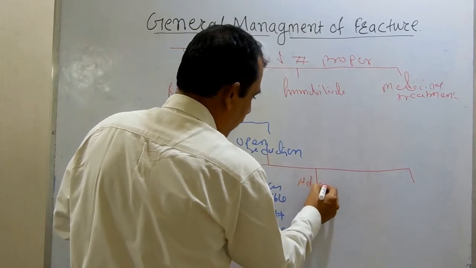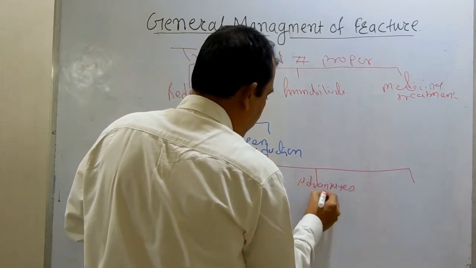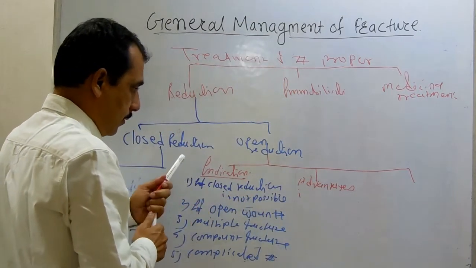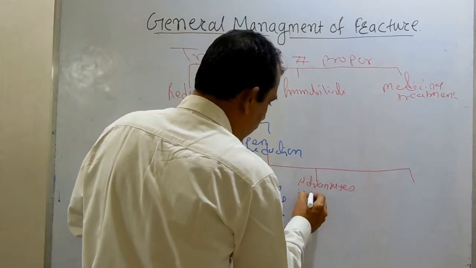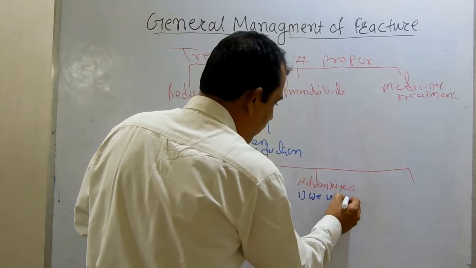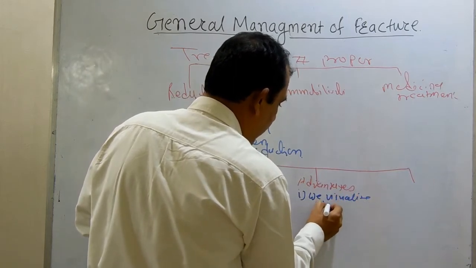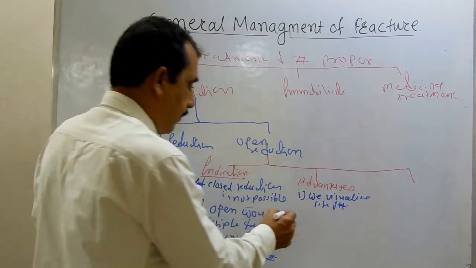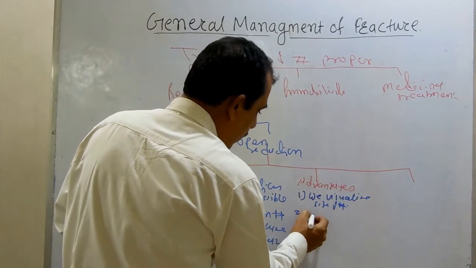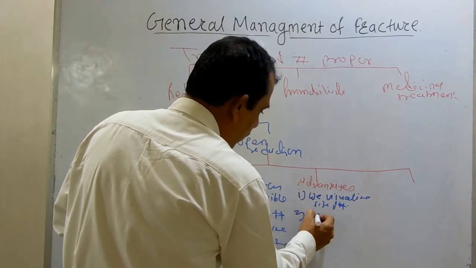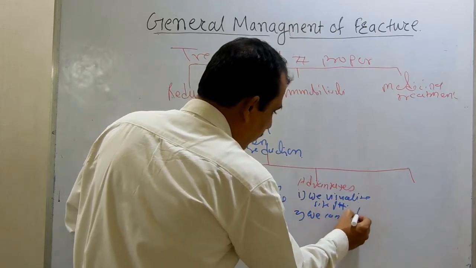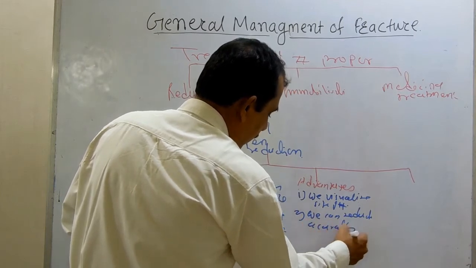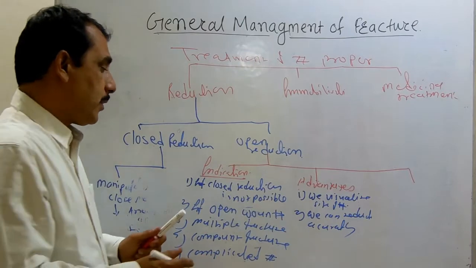Advantages. Advantages of the open reduction. Number 1, we can visualize the site of fracture by making the direct approach. Second, we can reduce the fracture accurately without damaging the surrounding tissue.